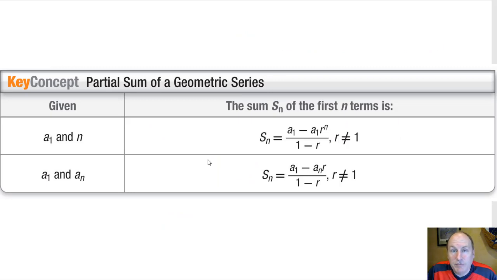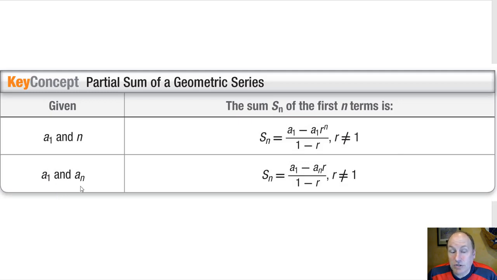To find the sum of terms in a geometric sequence, of course, you can manually, numerically do it by listing all the terms and adding them together, but that becomes very difficult with large numbers of terms. Using a formula, you can find it quite rapidly. If you know the first term and the number of terms, then the sum is equal to the first term minus the first term times r to the n, over 1 minus r.